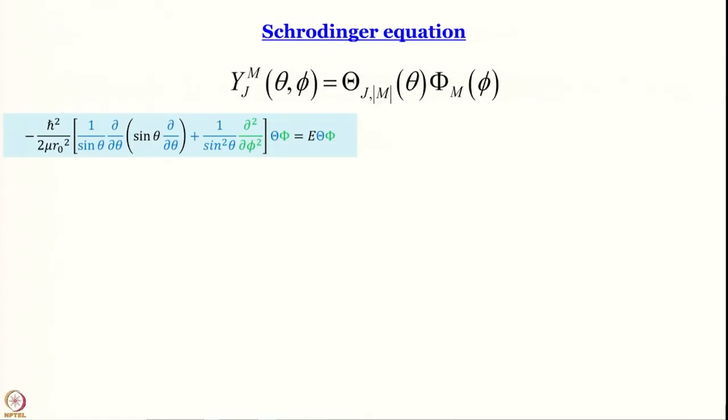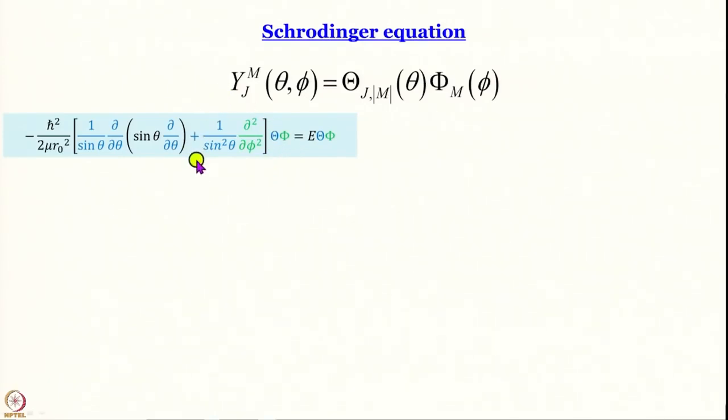First of all, look at the second term, that is easier. 1 by sin square theta del 2 del phi 2 operating on capital theta capital phi. Capital theta is a function of theta and not phi. So, as far as phi is concerned, it is going to be constant. And capital phi is a function of small phi, not a function of theta. So, forget about this 1 by sin square theta for the moment, what is del 2 del phi 2 of capital theta capital phi?